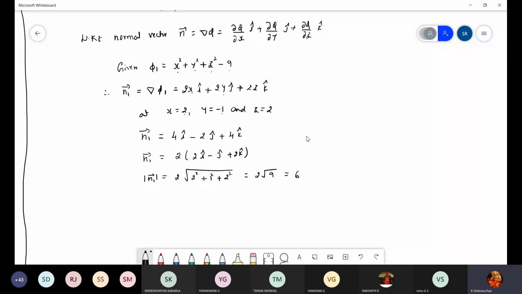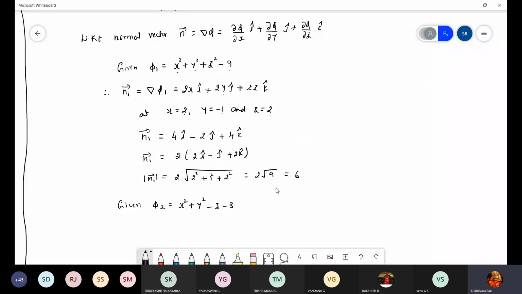Now n2 equals, you have to write now. Given phi 2 equals, phi 2 second surface, that is x square plus y square minus z minus 3. Okay, this is phi 2.